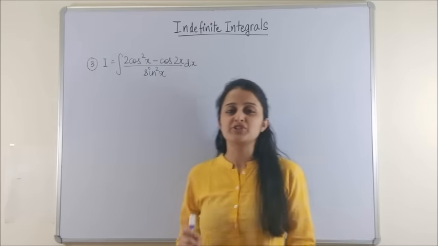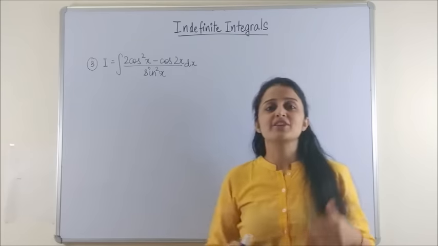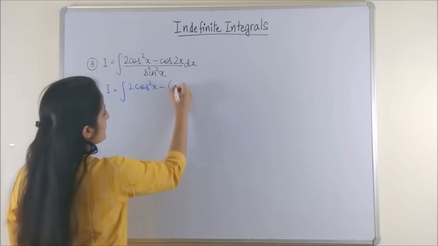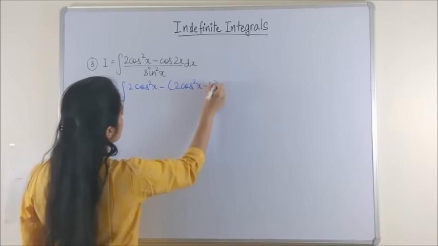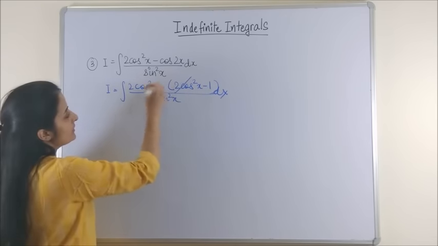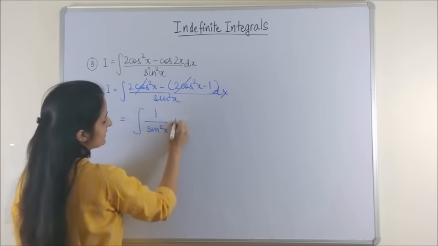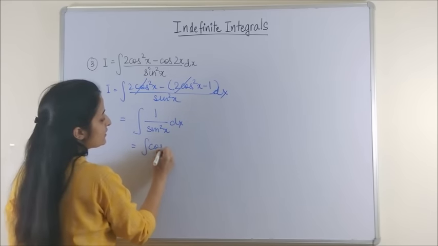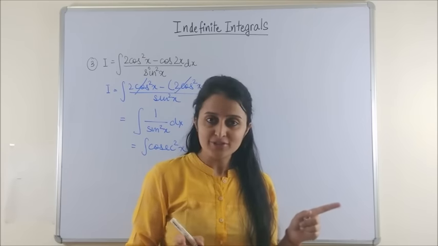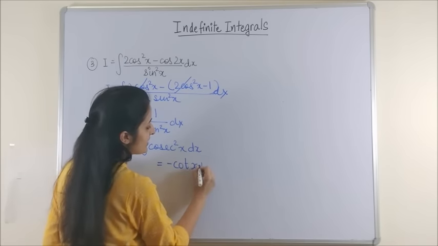Moving on to the third question, let's use a bit of your trigonometry. You know your cos 2x can also be expressed in terms of cos x as 2 cos square x minus 1, upon sin square x here. Now when you open the brackets, you're simply left with 1 upon sin square x into dx. This is the integral of cosecant square x dx, and once again, if you refer to your list of formulas we just discussed, this is nothing but minus cot x plus c.